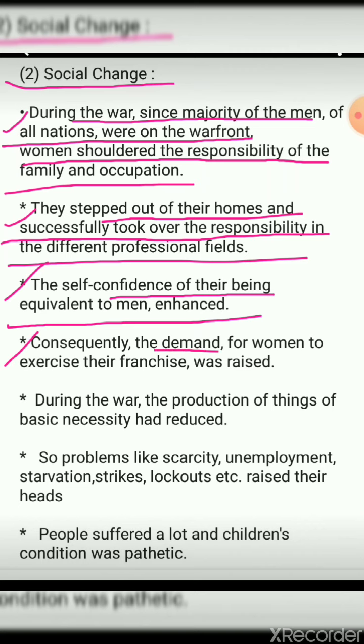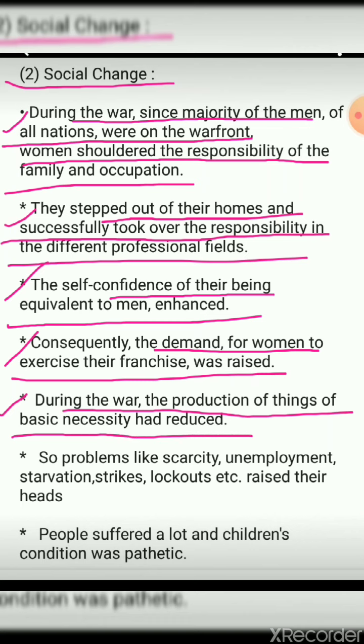Consequently, the demand for women to exercise their franchise was raised. Okay, the demand of women to exercise, that means to use their franchise, was being raised. That good social change was being seen. During the war, the production of things of basic necessity had reduced. Obviously, finance was not put in basic necessity, it was put on the production of weapons. So basic necessity products were not to be seen because of war, and that production was reduced.